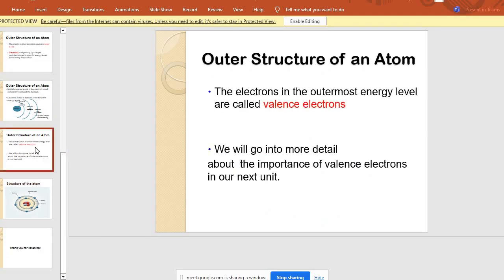And the electrons in the outermost energy level, we call them valence electrons or free electrons, and they're those that can take part in a chemical reaction. We shall look at this in detail in our next unit on the periodic table and how reactions occur.